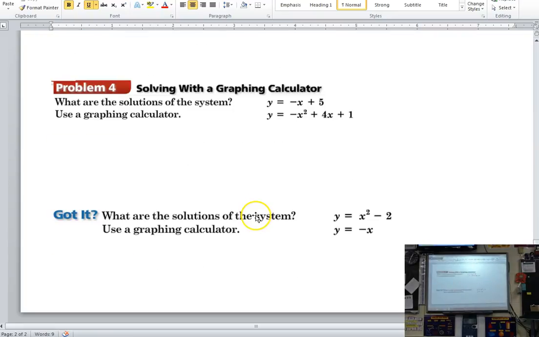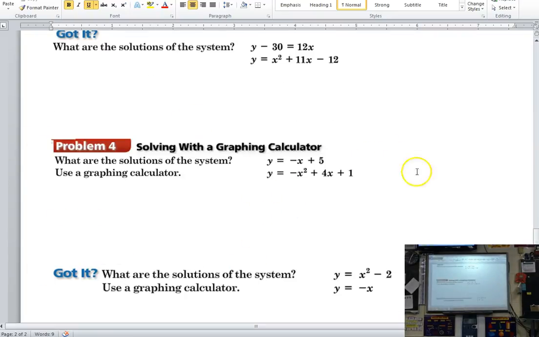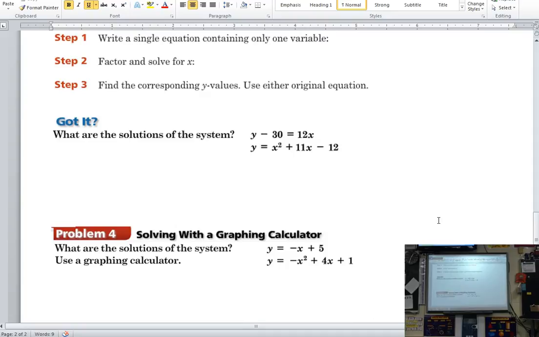Did we make it all the way through 1210? We solved all these. We got to use it. Okay, that's what I thought.